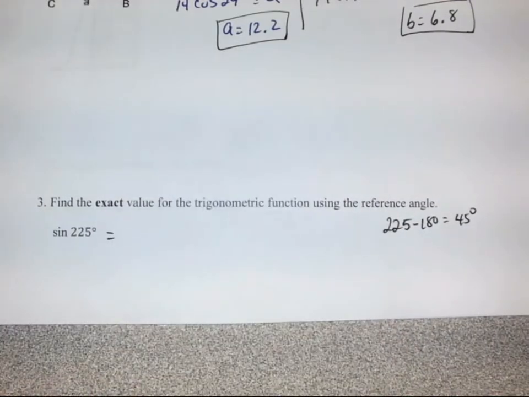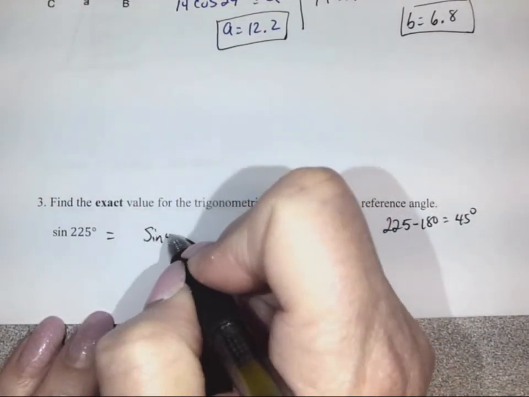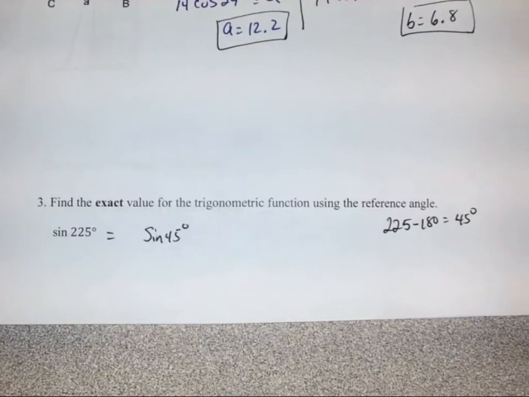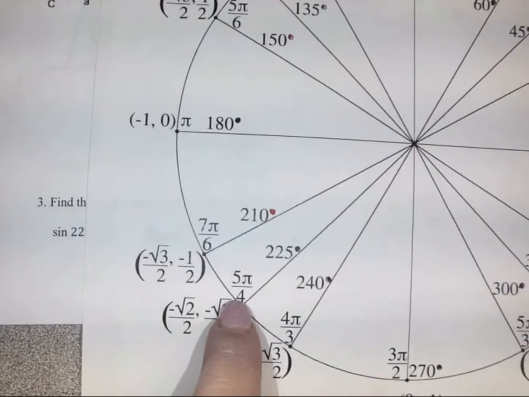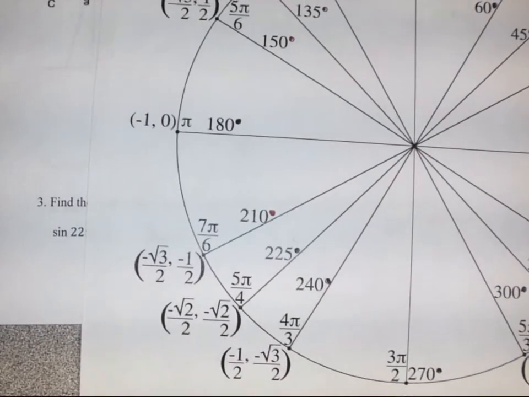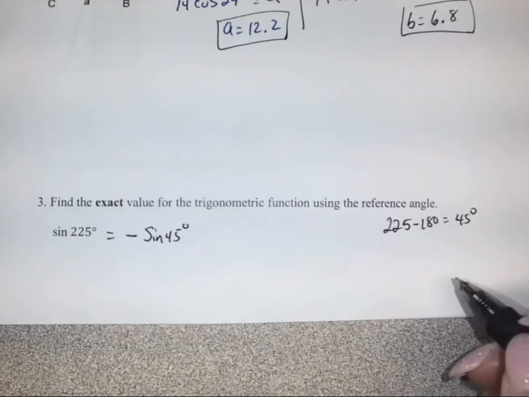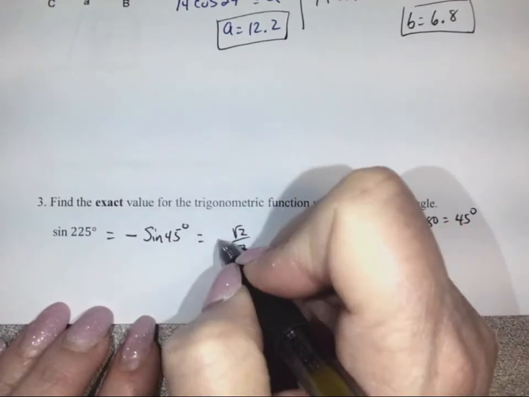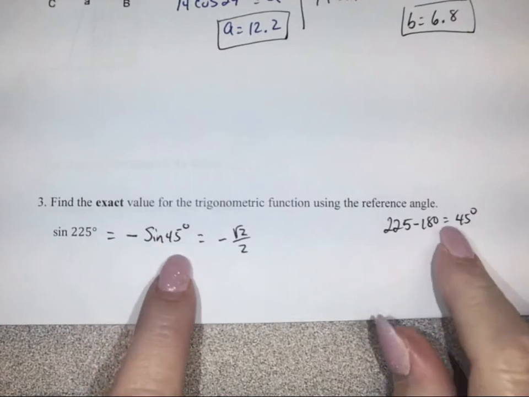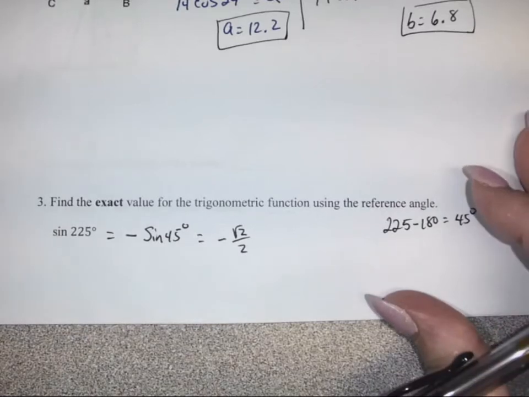And we need to understand what that means. So we know it's going to have the value of 45 degrees, but is it going to be the positive or the negative? Well, 45 degrees we know is a positive value, but 225 in quadrant 3, our sine values will be negative. So it'll be equal to the negative of our reference angle. The sine of 45 is the square root of 2 over 2, and we'll put the negative sign in there. I want to see all of these parts because you need to be able to make that connection with the reference angle and what's going on.